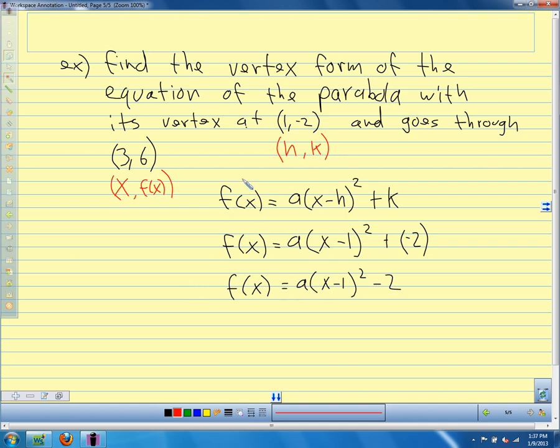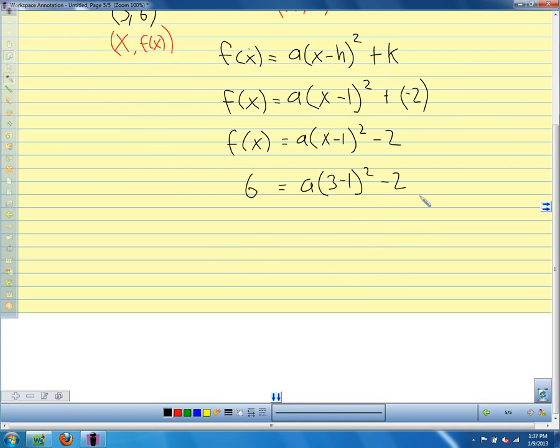I can think of f of x as y. It's the same as y. So now we're going to plug our numbers in here that the graph of our function goes through. So I have 6 equals a times x is 3, 3 minus 1 squared minus 2. And now I just need to solve for a. So 6 equals 3 minus 1 is 2. 2 squared is 4. 4a squared minus 2.